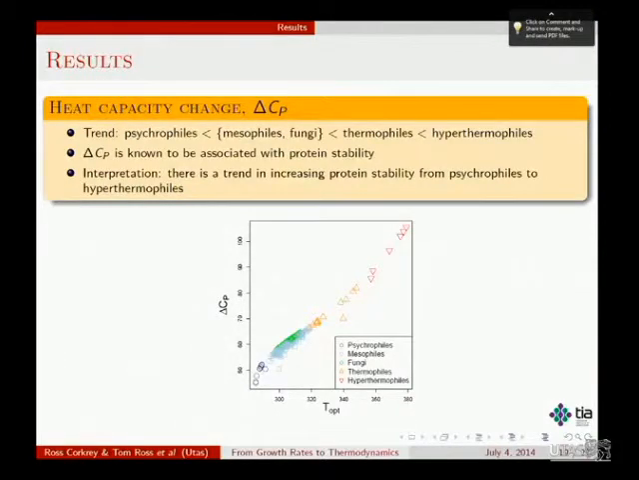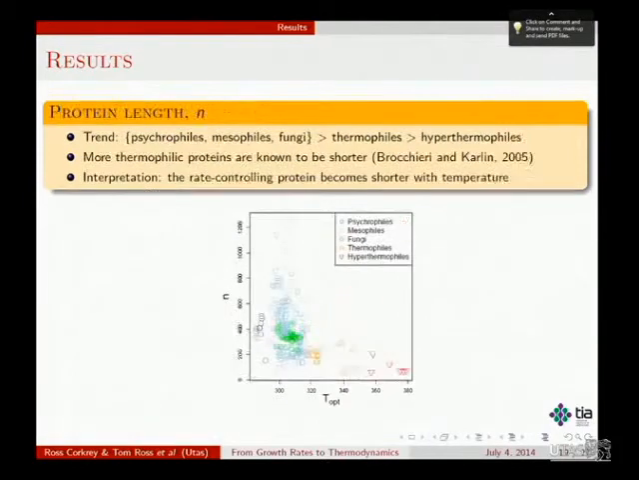Experimental work does indicate delta CP is higher in thermophilic proteins versus other lesser temperature proteins. So this conforms with what we expect from experimental work, even though, I'll remind you, we're dealing with the biological growth rates of insects and bacteria. But we're getting out relationships which come out of protein chemistry. I think that's remarkable. Here's protein length. Experimental work indicates it decreases, they are shorter in thermophilic organisms versus psychrophilic, etc. It's the same trend we actually predict from the model.